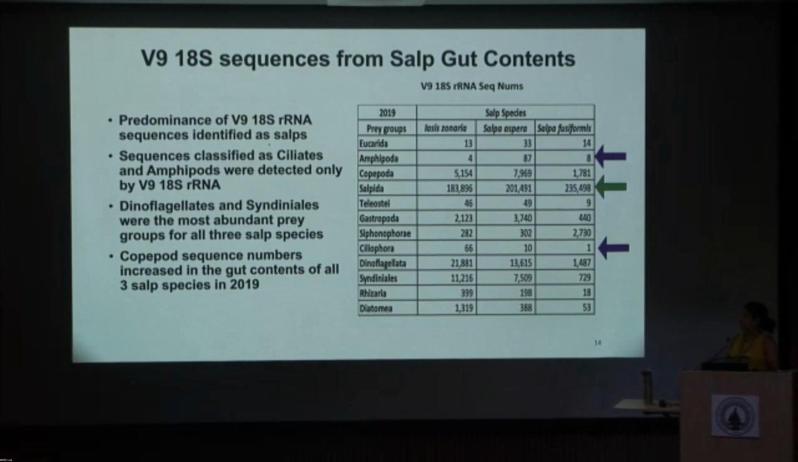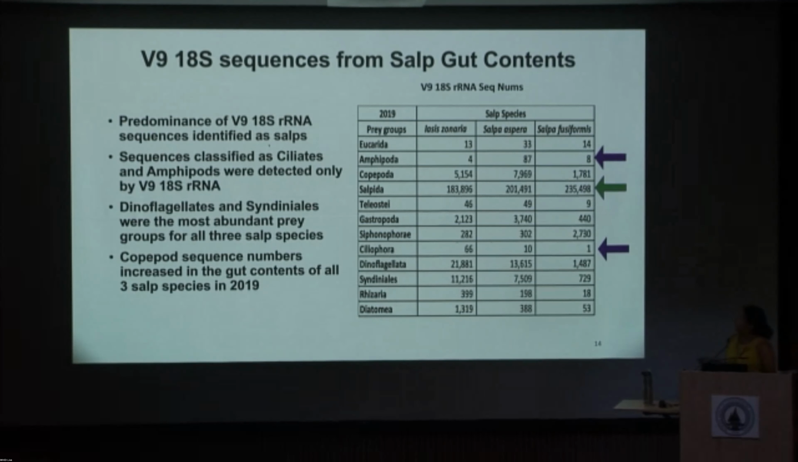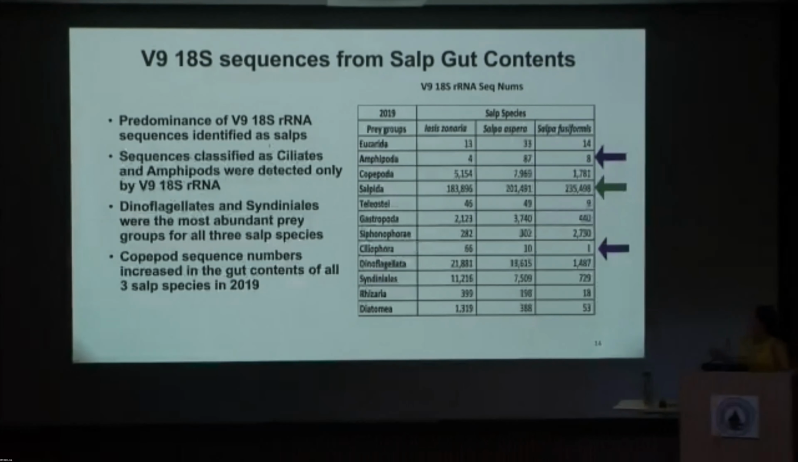So now going back to the sequence results that we got for V9, in this table I'm showing the prey groups that we detected. I'm showing the different salp species on the top. And for V9, the predominance was not surprising. The sequences are more predominantly salp, so we definitely have some predator swamping. But we also have detection of other groups, right? And among them, the amphipods and the ciliates, which we only detected with V9.